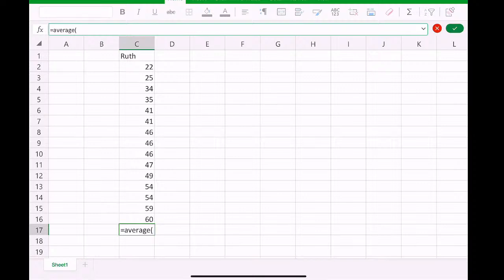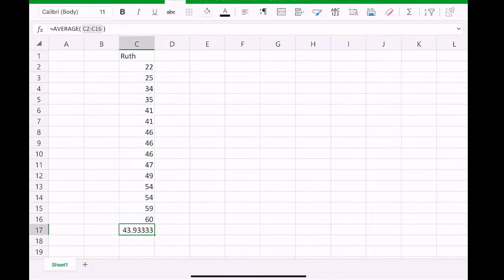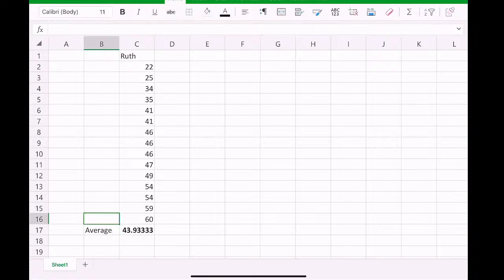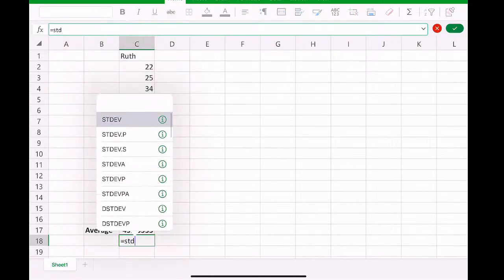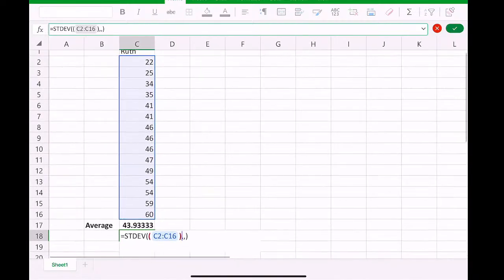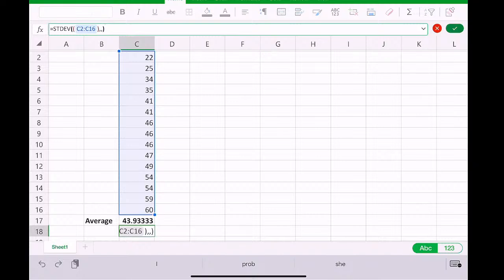So 59, 60. Equals now average. This is my iPad, so it looks a little different than what you'll use in Excel, but the functions are the same. So that's the number that we're used to seeing. That's average, and then we want the standard deviation. You're going to do the same thing: make a bracket, highlight, bring it down, and close the bracket.